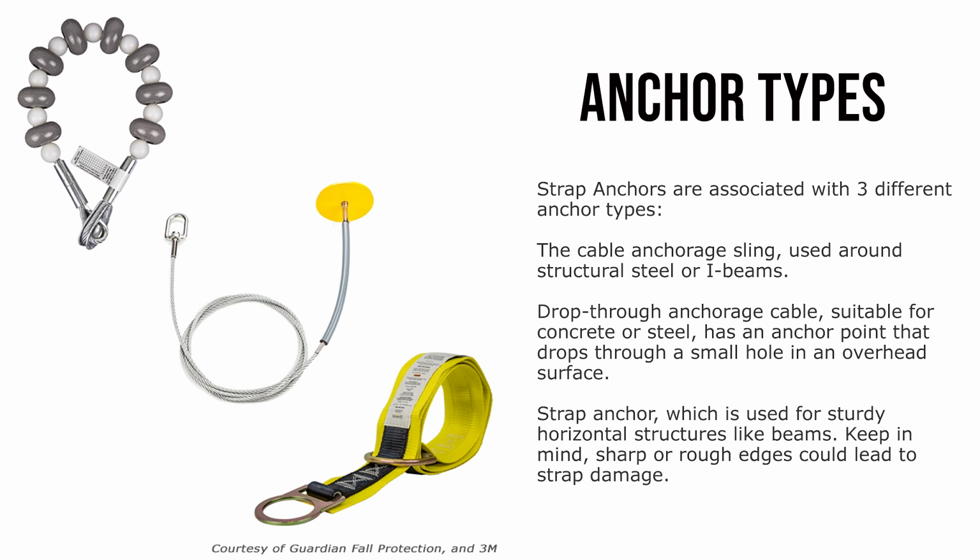Strap anchors are associated with 3 different anchor types: the cable anchorage sling, used around structural steel or I-beams; drop-through anchorage cable, suitable for concrete or steel, has an anchor point that drops through a small hole in an overhead surface; strap anchor, which is used for sturdy horizontal structures like beams. Keep in mind, sharp or rough edges could lead to strap damage.